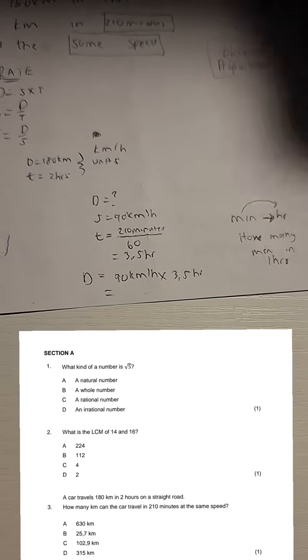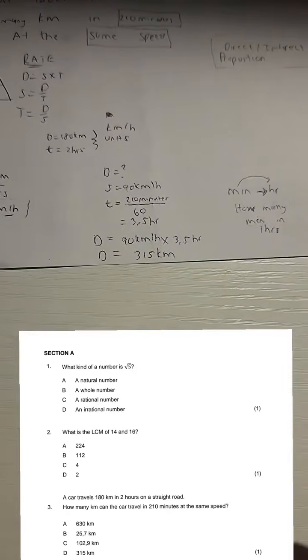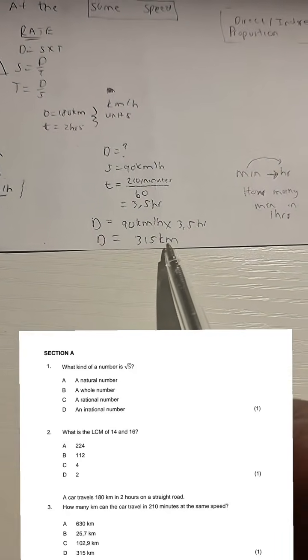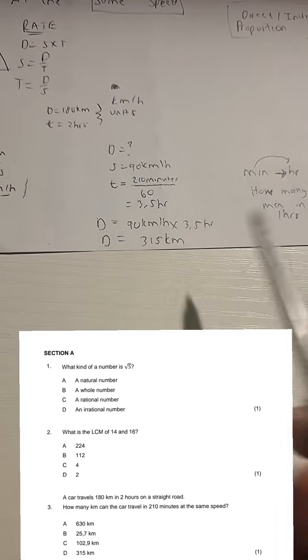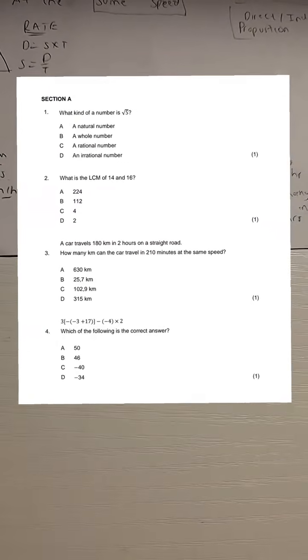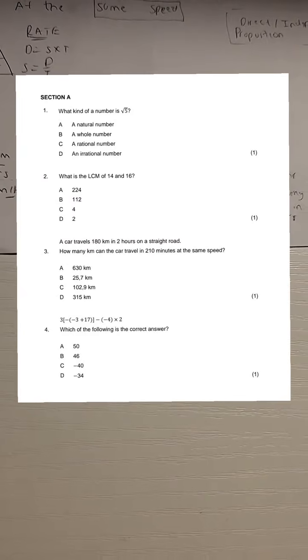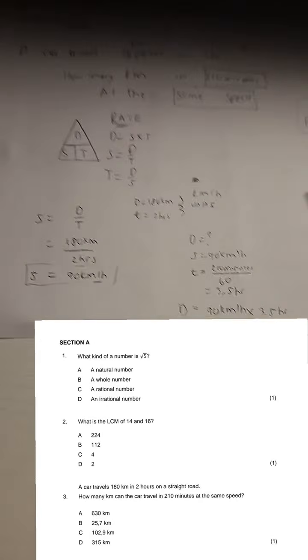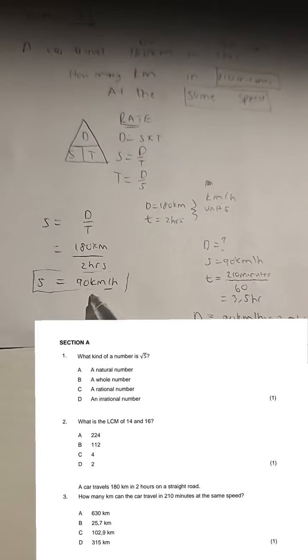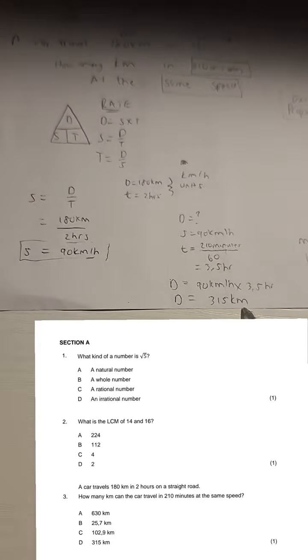That will give us an answer of 315 kilometers. Okay. So if we go back, how many kilometers can a car travel in 210 minutes at the same speed? You see, we used the same speed to calculate the distance. So you can see it's 315 kilometers, guys.